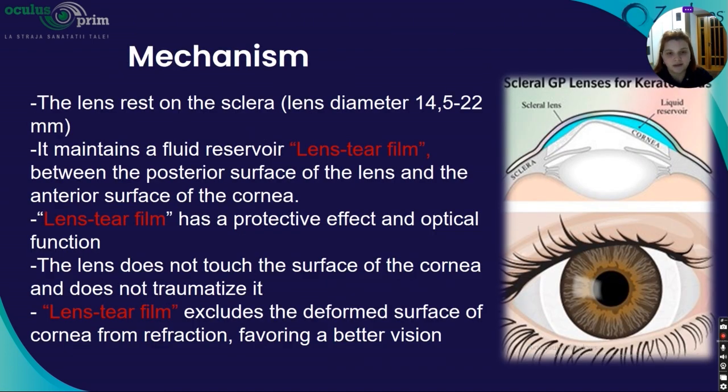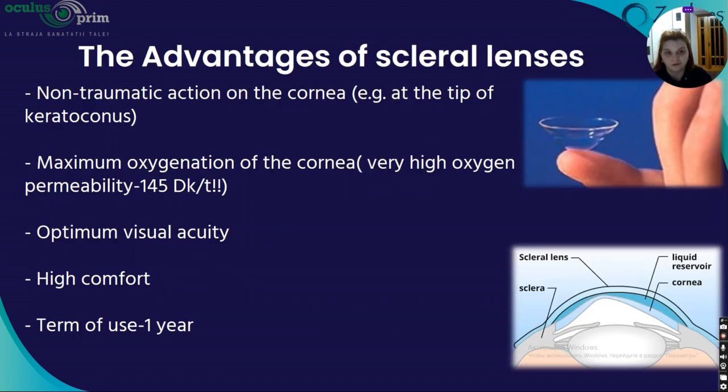The lens rests on the sclera because of its diameter, from 14.5 to 22 millimeters. It maintains a fluid reservoir called the lens tear film between the posterior surface of the lens and the anterior surface of the cornea. The lens tear film has a protective effect and an optical function. The lens does not touch the surface of the cornea and does not traumatize it. The lens tear film excludes the deformed surface of the cornea from refraction, favoring better vision.